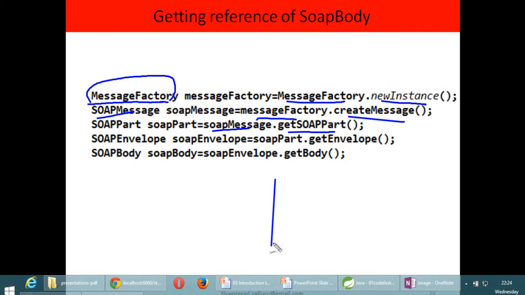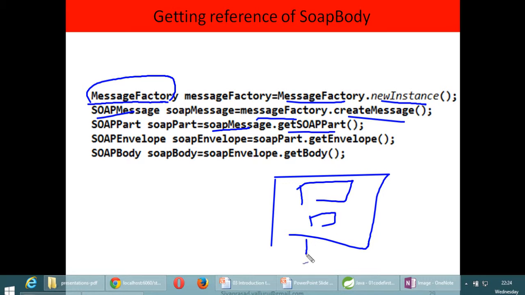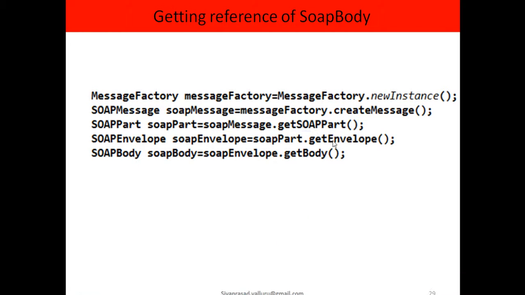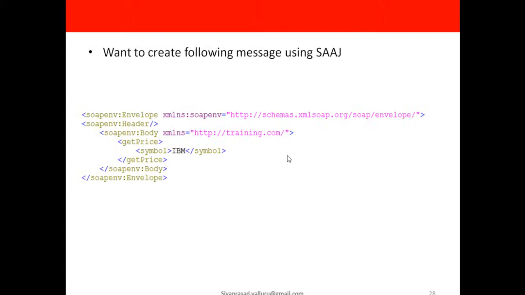As I told, a SOAP message will contain one SOAP part along with attachments. So I got the reference of the first SOAP part. From the SOAP part I got the envelope. From the envelope I got the body reference. So this is how I can get the reference of a SOAP body. Right now a SOAP message is created with an empty body. So once I get a body, then what? To the body, what do I want to add?